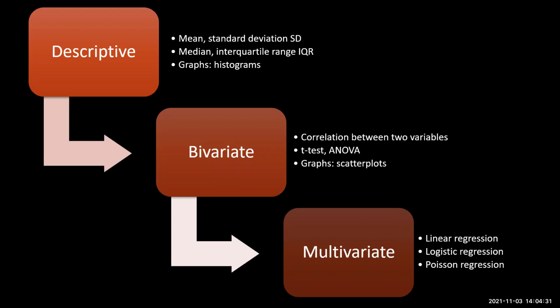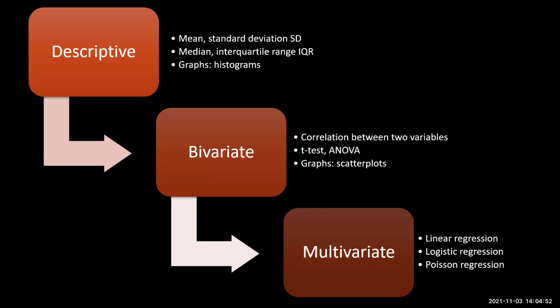And the second level would be the bivariate analysis, in which you would present correlation between 2 variables. You would analyze 2 variables against each other, so using a t-test, or multiple variables using ANOVA. And the graphs at this level are basically scatter plots comparing 2 variables, how they are related.